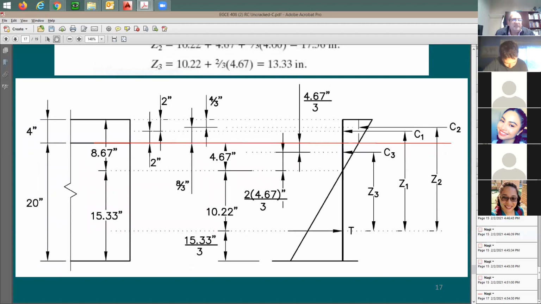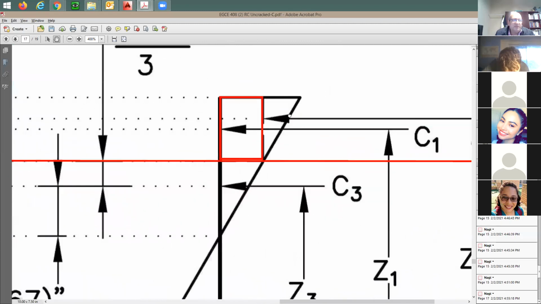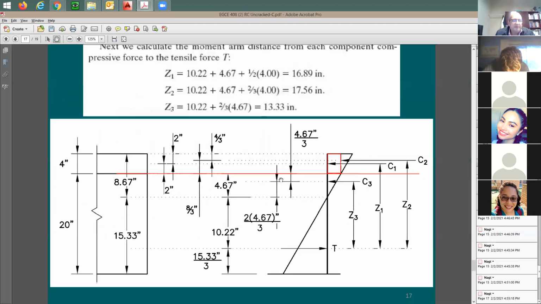The first force is going to be due to this rectangular distribution. The second force is going to be this triangular distribution of stress, and this is going to be C3. Finding out the Z to each one of them is going to be a geometrical issue that you need to work with. How's that? You have this is going to be 8.67, and this here is going to be 4 inches. Therefore, from here to there is going to be 4.67, right?